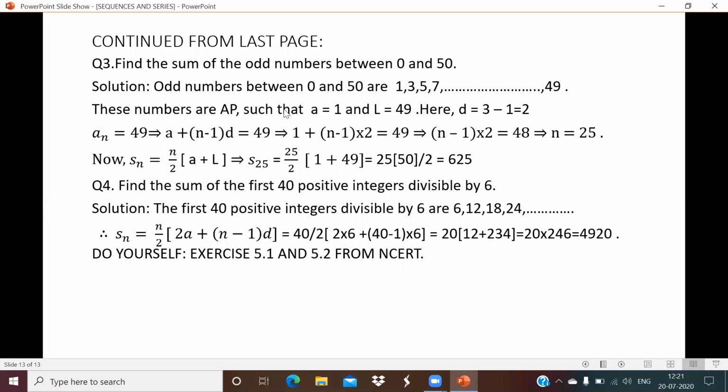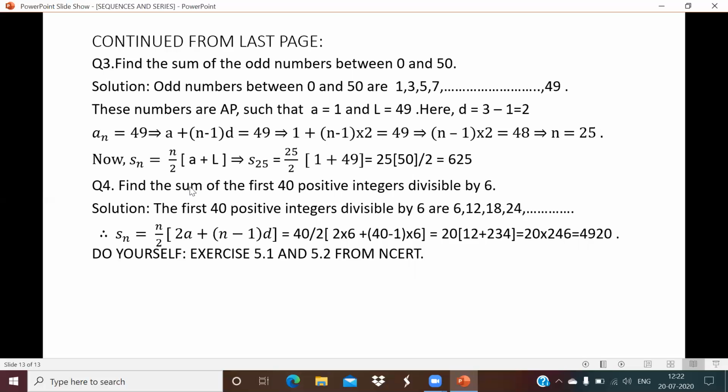Here what do we have to find out? The sum. For the sum we need n, and n means the number of terms, which we don't know. So how to find the number of terms? An is 49, which is the last term, and its formula is a plus n minus 1 into d, that is 49. By replacing a and d and solving it, we get n as 25, meaning there are a total of 25 terms, and we have to find their sum.